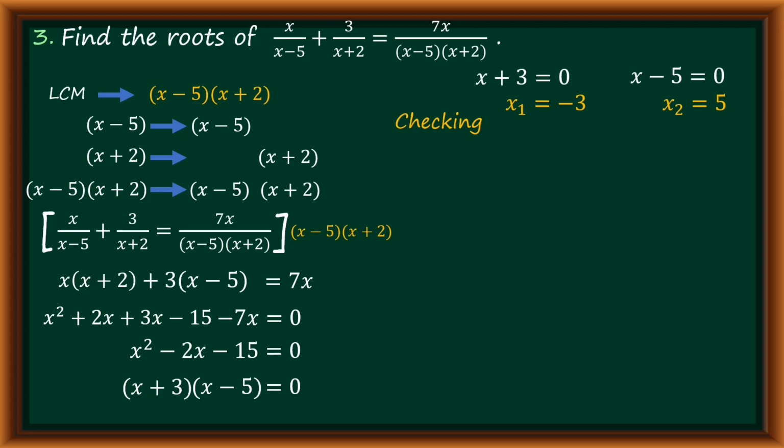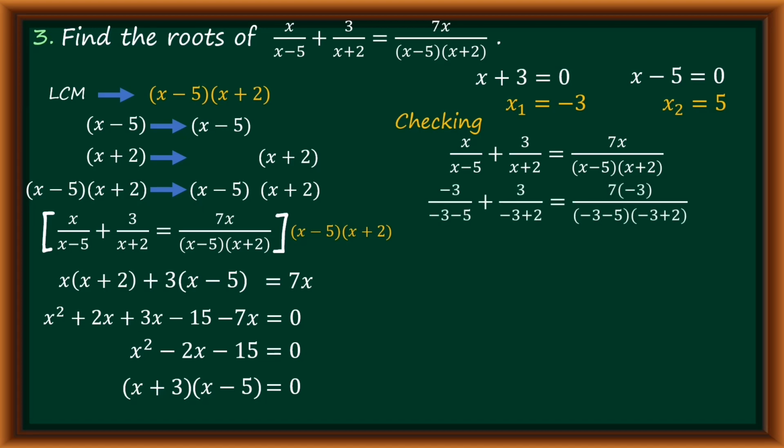Now let us check if our solution will satisfy our original equation. x over x minus 5 plus 3 over x plus 2 is equal to 7x all over the quantity x minus 5 times the quantity x plus 2. Let us replace the variable x by negative 3. So we have negative 3 over negative 3 minus 5 plus 3 over negative 3 plus 2 is equal to 7 times the quantity negative 3, over the quantity negative 3 minus 5 times the quantity negative 3 plus 2.